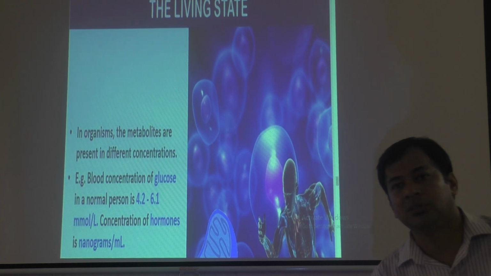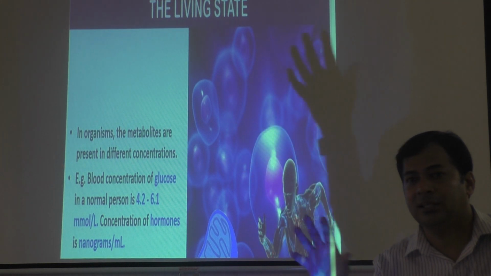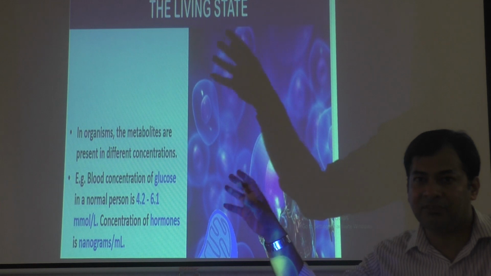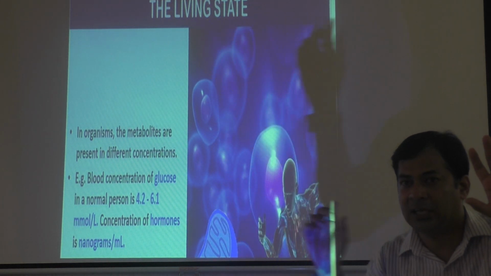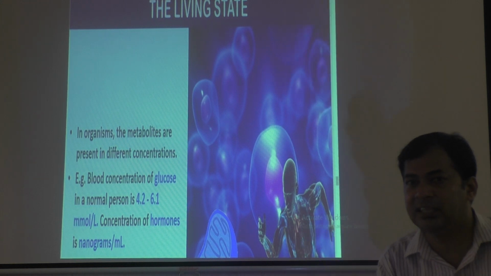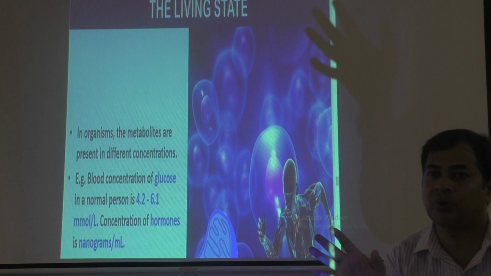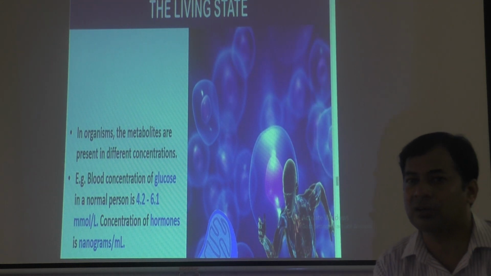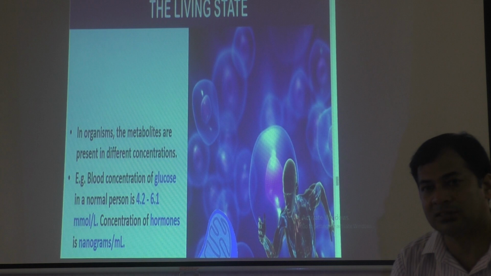Suppose A and B are reactants, and E and F are products. In between, C and D are there, that is an intermediate. An intermediate compound means it is not completely a product yet; in future it produces the product. So it's an intermediate, like a broker in between, a mediator. So in organisms, metabolites are always present in different concentrations.